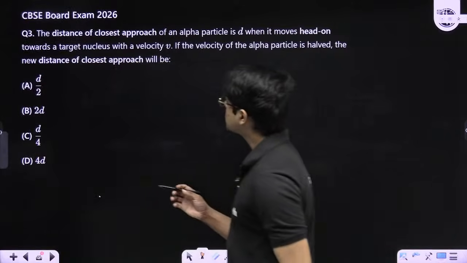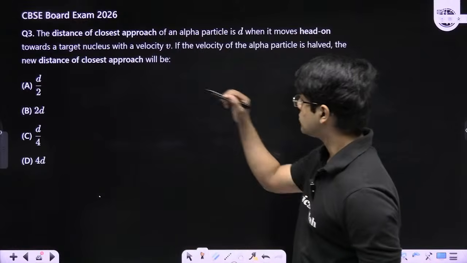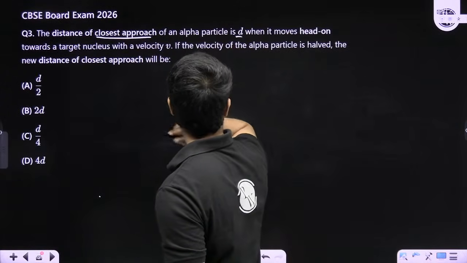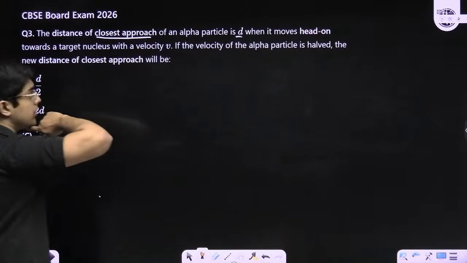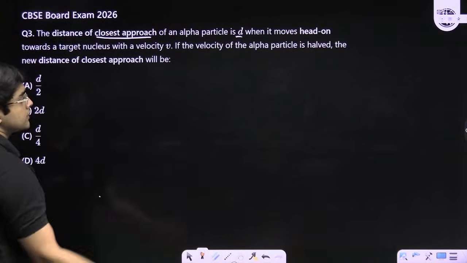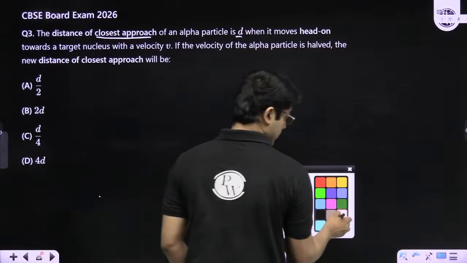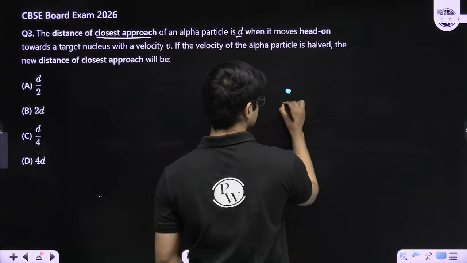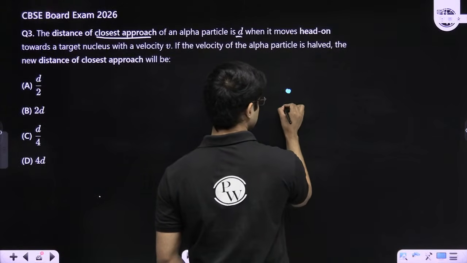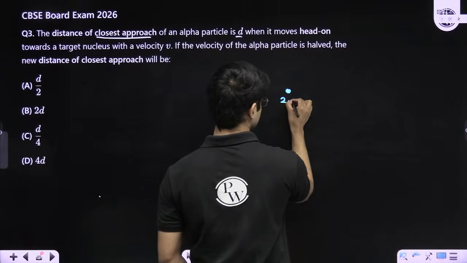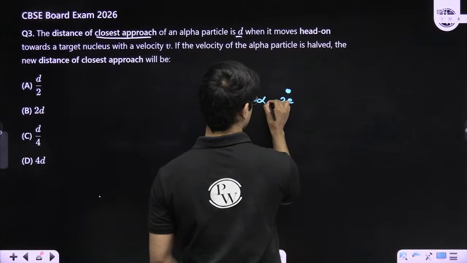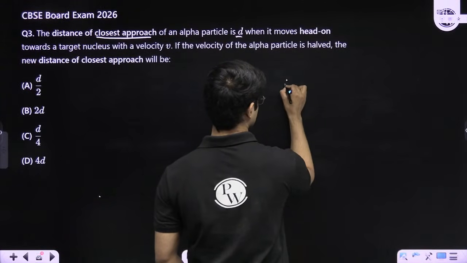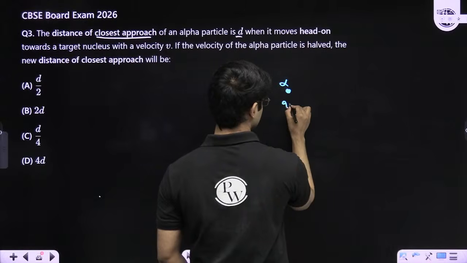So here the distance of the closest approach of an alpha particle is d when it moves head on towards a nucleus with a velocity v. An alpha particle is basically the helium nucleus. So the helium nucleus has a positive charge of 2e. Its charge is plus 2e.